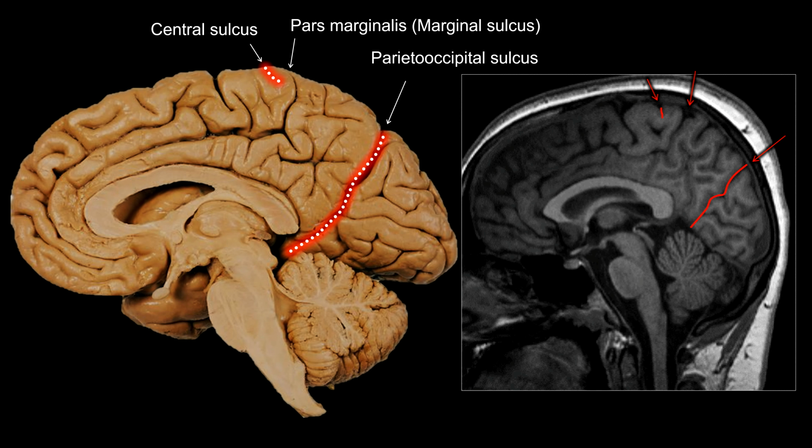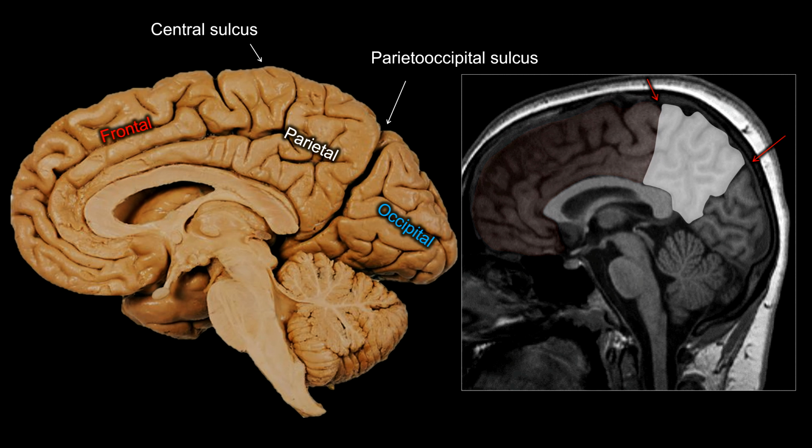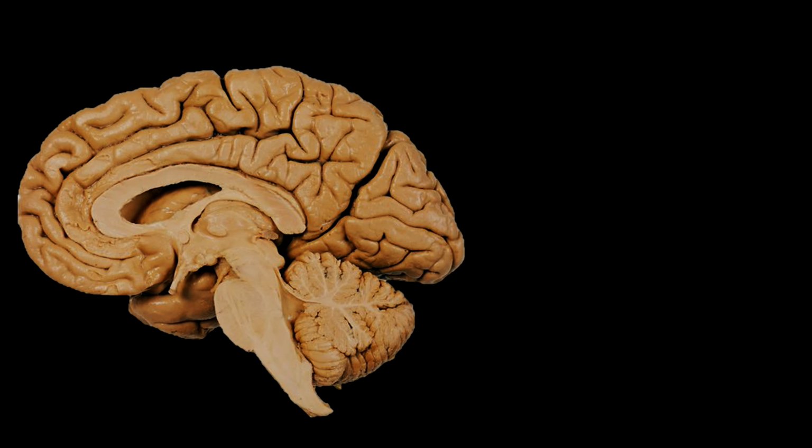Now on the mid-sagittal view, you can separate the frontal lobe from the parietal lobe from the occipital lobe. On MRI also, the frontal lobe is separated by the central sulcus, then the parietal lobe, then the occipital lobe.